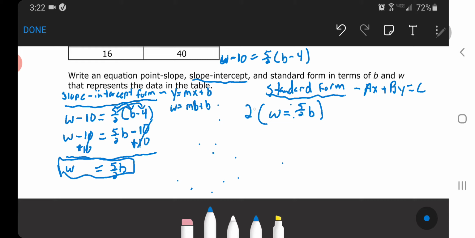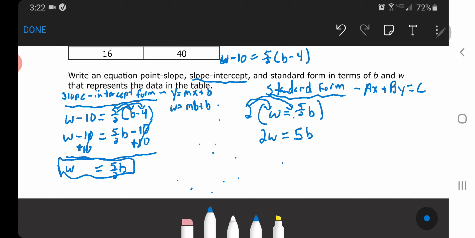And once again, we're going to multiply every term by 2. So we got 2 times w, which is 2w. And 2 times the 5/2 b. Well, like I said, I love this way because this 2 will just kill the denominator 2 here. So you're just left with that 5. So 5b.